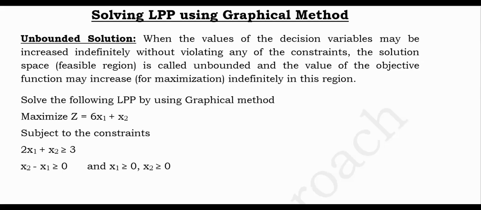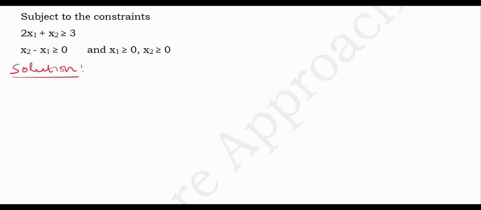The problem is maximize z is equal to 6x1 plus x2 subject to the constraints 2x1 plus x2 greater than or equal to 3 and x2 minus x1 greater than or equal to 0, x1, x2 greater than or equal to 0. We will take all the constraints as equations. From the first constraint, we have 2x1 plus x2 equal to 3.